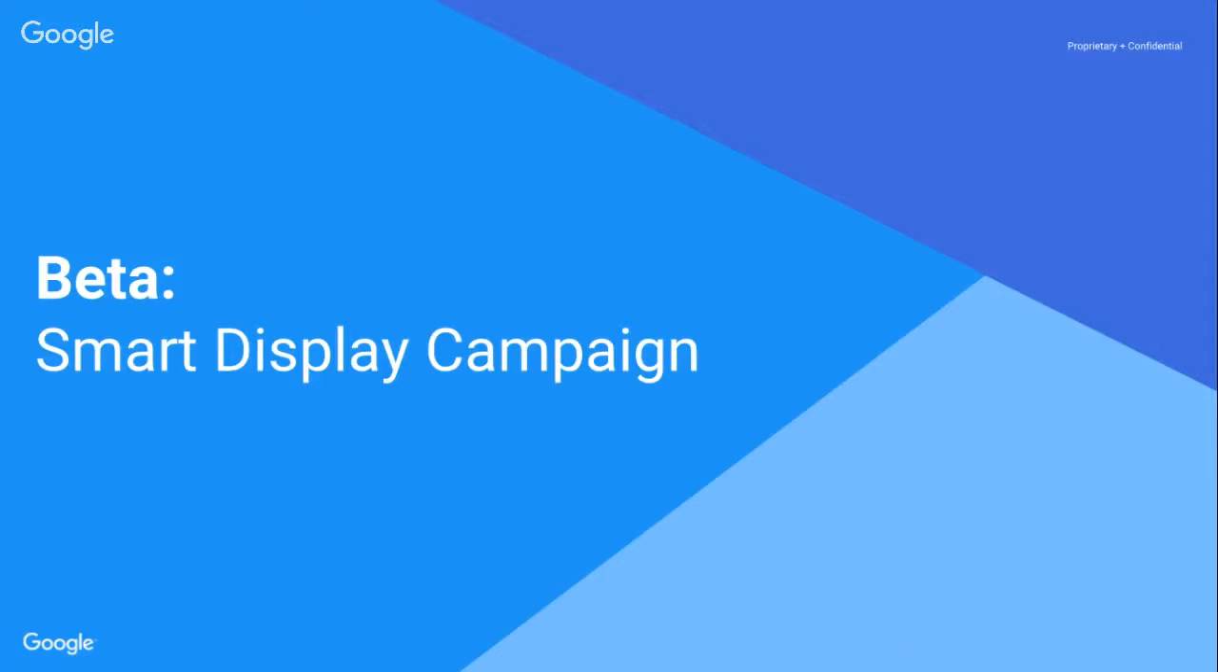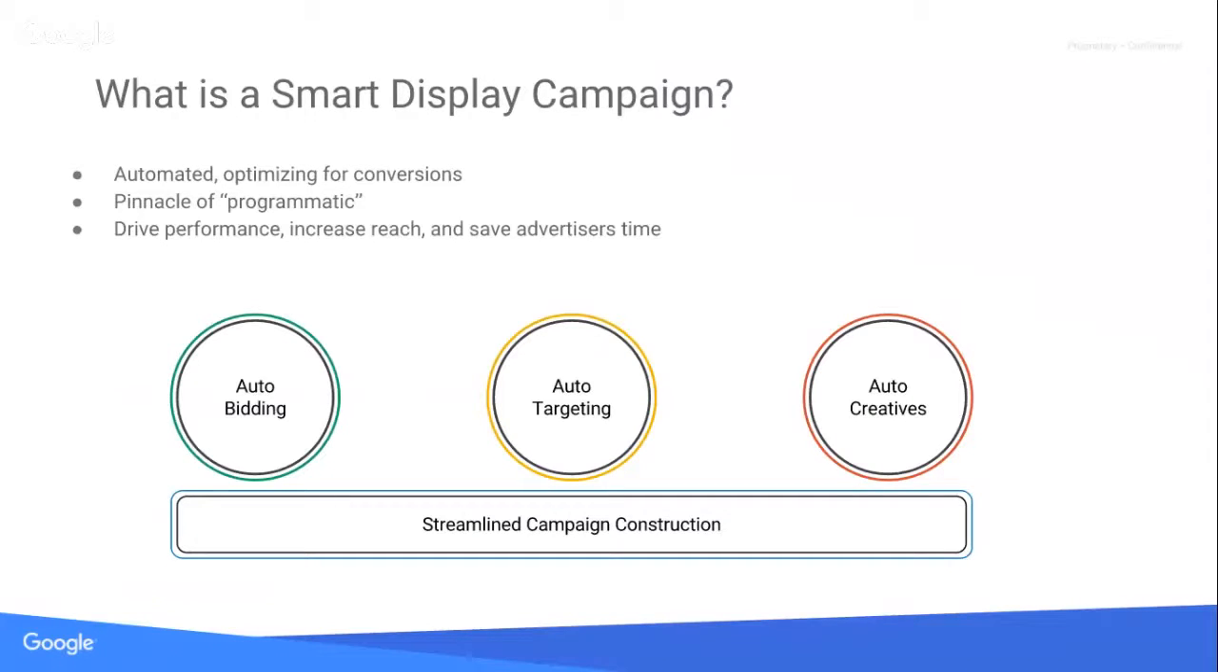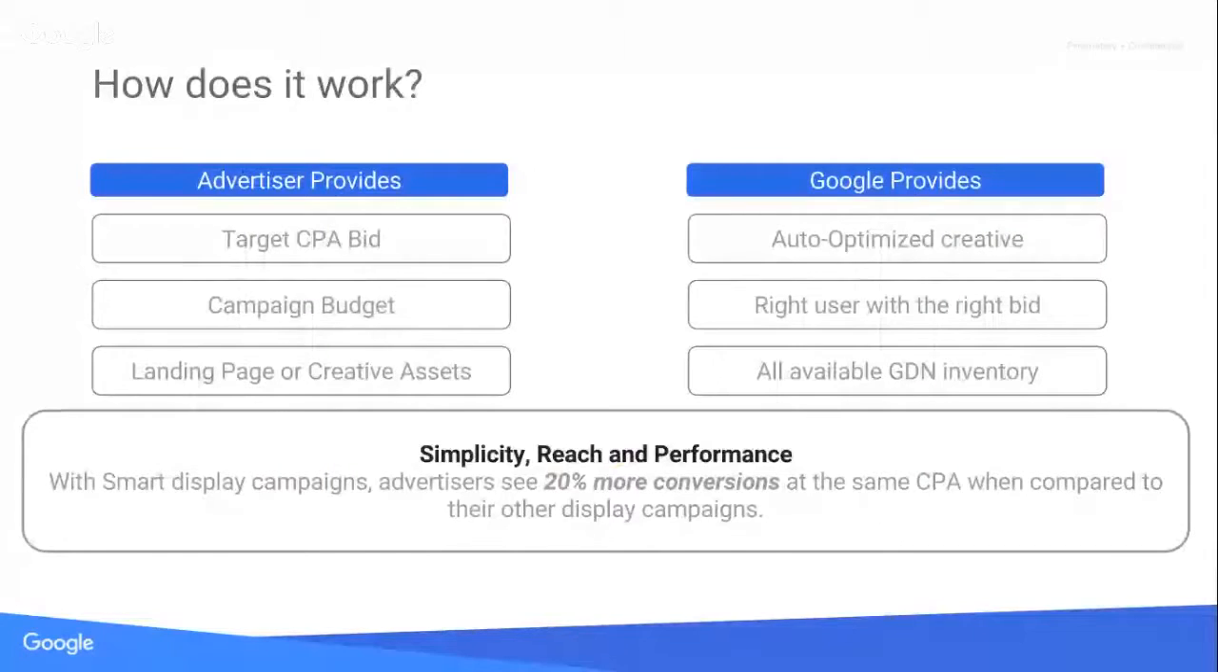And lastly, what we also have is a beta running for smart display campaigns. You can think of this as the pinnacle of programmatic, where bidding, targeting, and creatives are all auto-optimized by our systems for you. All the system needs from you is a pragmatic target CPA bid, the cost per acquisition bid, the budget you're willing to allocate to this campaign, and the landing page and creative assets. The Google system then works towards creating an auto-optimized creative, which is showcased to the right user in a cost-effective manner on the Google Display Network inventory, which happens to be most relevant for your business.